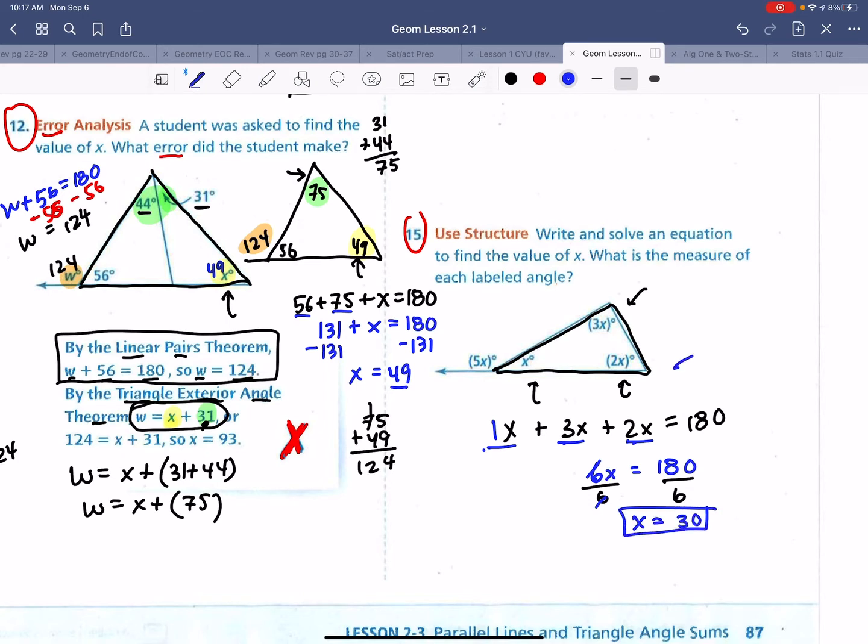So let's see if that makes sense in this triangle. Where x is, we can plug that in. That would be 30. Where x is here, 3 times 30, we get 90. Where x is here, we get 60. So we can double check our work. It's 30 plus 60 plus 90 add up to 180. Yep, it does. Okay, so we're feeling good about this.